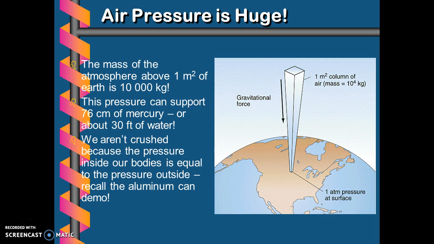Okay, and if you were in class and remember the aluminum can demonstration where the aluminum can was crushed, that represents the weight of the air on top of us, and it was the weight of the air that crushed that can. Well, in our bodies, we have pressure that's pushing out against the atmospheric pressure, specifically at 14.7 pounds per square inch, which is the average atmospheric pressure.